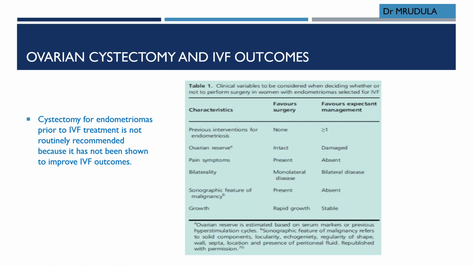Now, which are the factors which favor surgery for endometrioma? If she hasn't had any previous interventions or previous surgery for endometriosis, if her ovarian reserve is intact, if she has pain symptoms, and she doesn't have bilateral disease, that means only a unilateral cyst, and suspicious features of malignancy are present or the cyst is showing rapid growth. All these features suggest that she should undergo surgery.